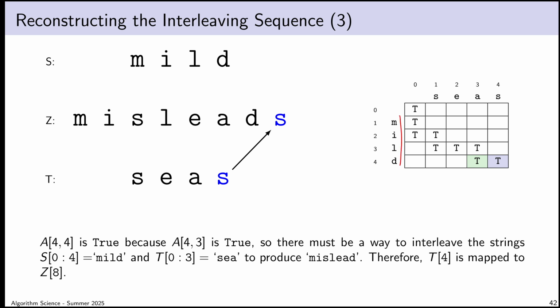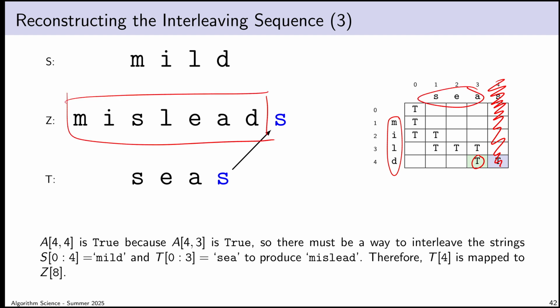And if I look at the table, it's sort of clear what A43 means, because the subproblem A44 is telling me that I can interleave the strings mild and C's to form misleads. If I ignore column 4 and I look at the table up to column 3, A43 is telling me that I can interleave the strings mild and C to form mislead. So it's telling me what subproblem I can leverage to interleave the entire string.